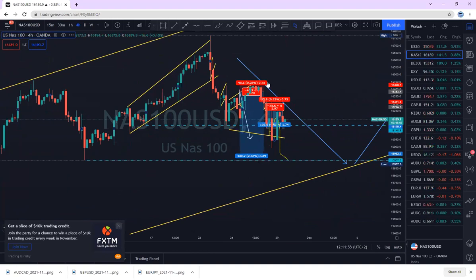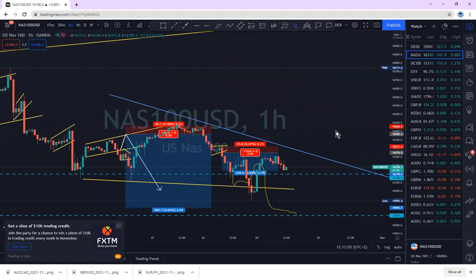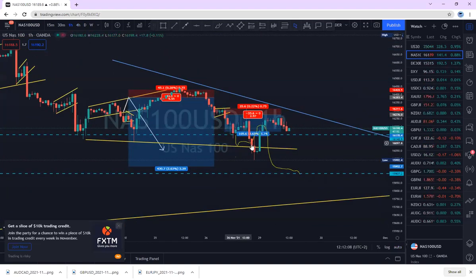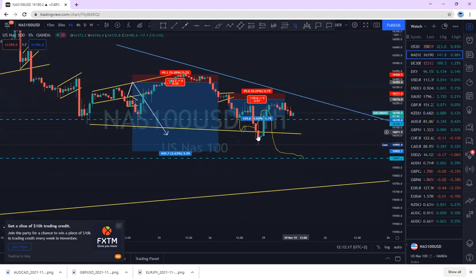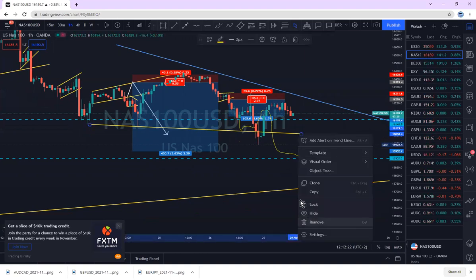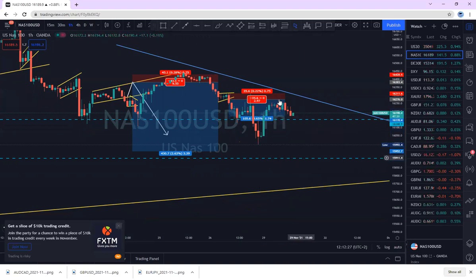And then I remember last week I did an analysis. If you can check, I still have that drawing. I said Nasdaq, if it can come here, it will go up, and then we can sell somewhere around this level to the downside. But for now, I won't advise you to sell at the moment. So let me remove these drawings, but we still have to come and test this level.